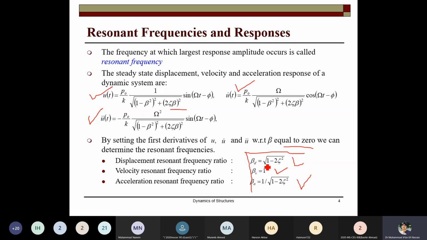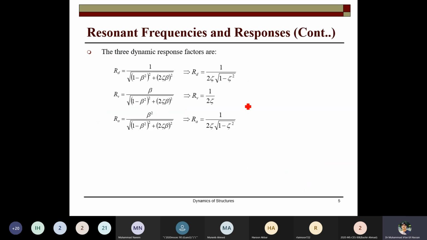Displacement resonance frequency, velocity resonance frequency, because the peak occurs at different times. Displacement की peak किसी और frequency पे आएगी, velocity की peak किसी और frequency पे आएगी. And this is basically the three responses' resonant frequencies. When you put down the value of the resonance frequency, you can get the displacement response, velocity response, and acceleration response. So this is the response of the system at resonance.